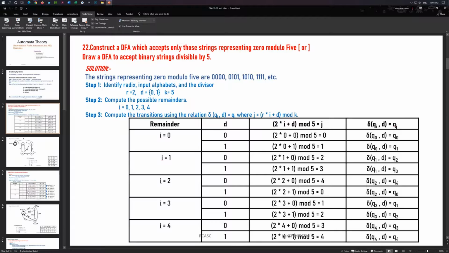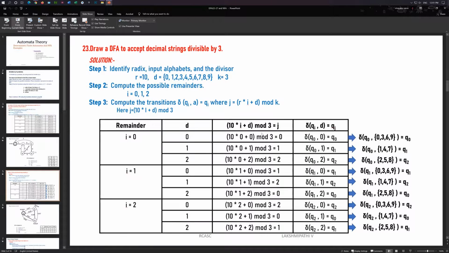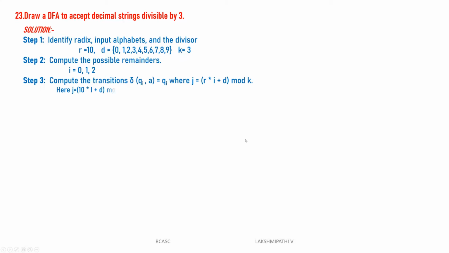Okay, sir. Then come to that problem. If i is equal to 3, then we use the decimal number. 3 divided by 3 gives remainder 0. I will be taking only remainders. Okay, sir.